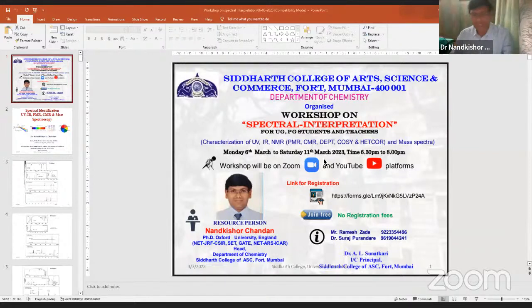Today we are going to start with NMR spectroscopy. Let me recap what we did in the last lecture. We covered UV-visible and IR spectroscopy, which are required for getting some information about the structure, but not the complete structural elucidation. Each spectroscopy gives specific information about the structure of organic molecules.